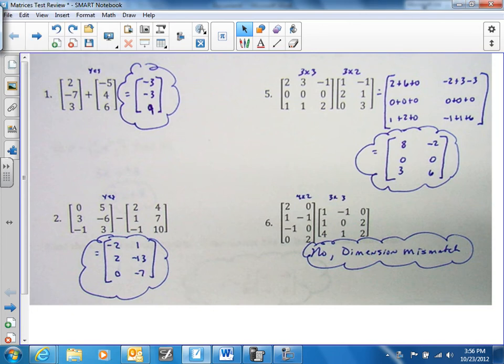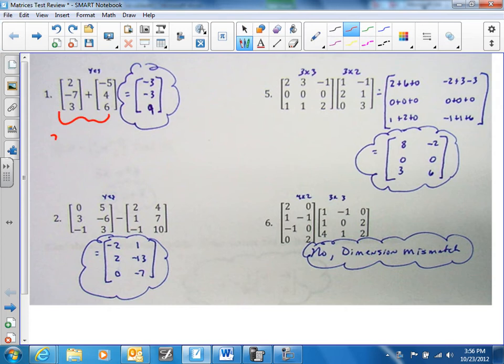Now remember, on problem number 1, this is an addition. These have to be the same size. So this is a 3 by 1, this is a 3 by 1. So you go ahead and add these together. So 2 plus -5 is -3, and so on and so forth, okay?